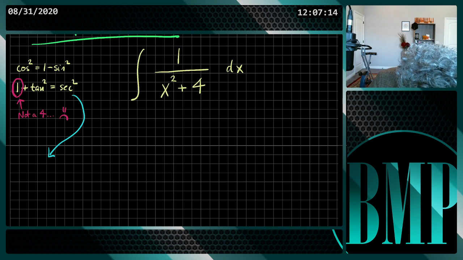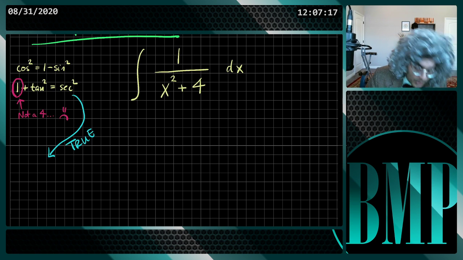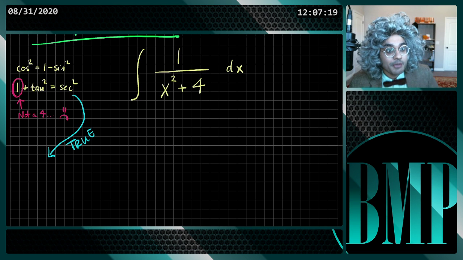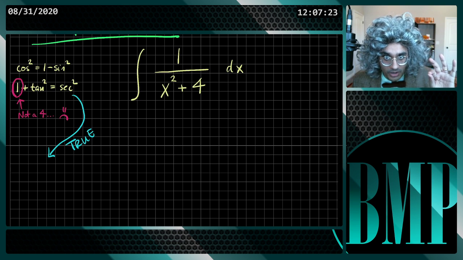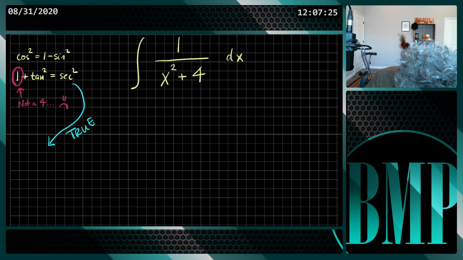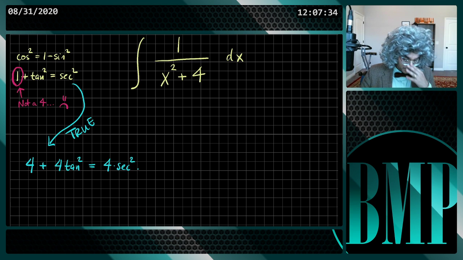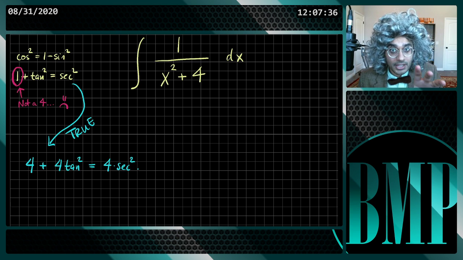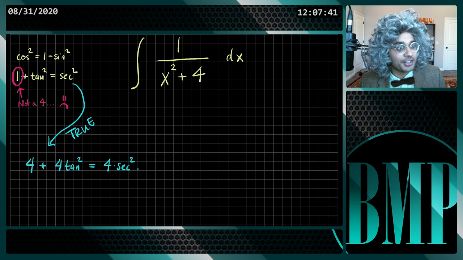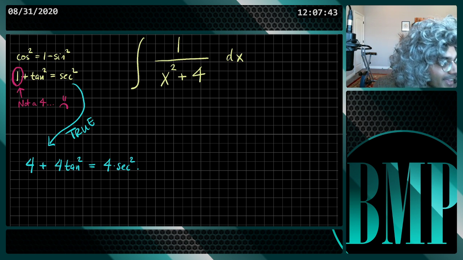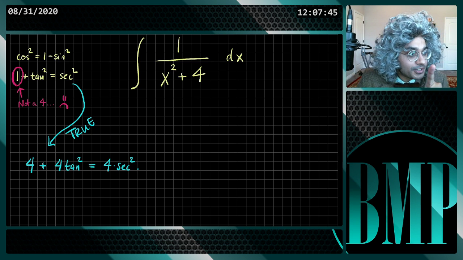Yes, true. True that the 1 is not a 4. But you can make it a 4 by multiplying everything by 4. You see that? You can do that. Oh wait, what?